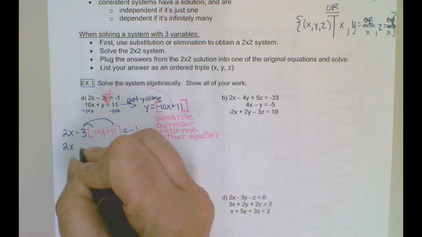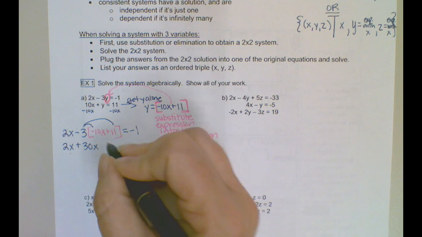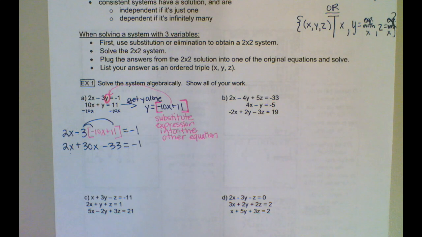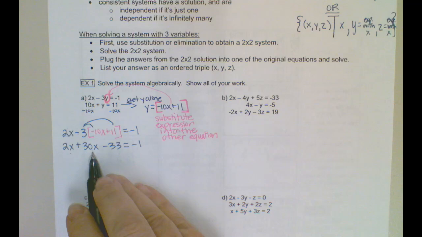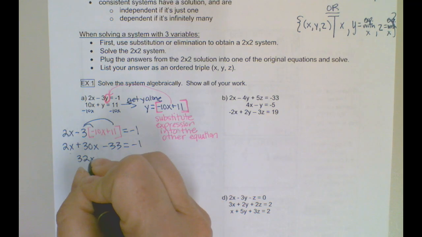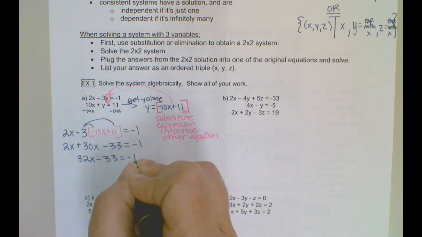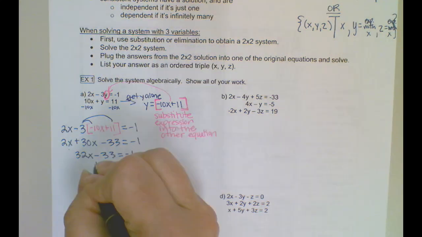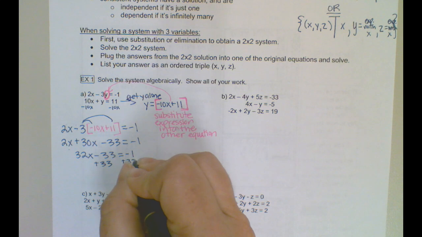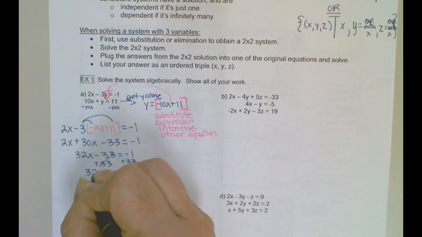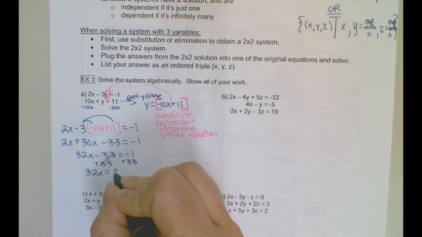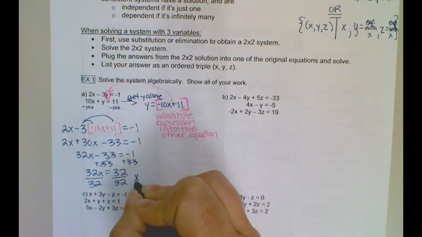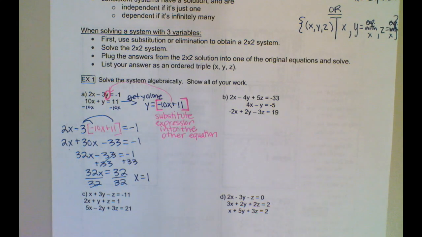So I will distribute first. And then I will combine like terms. So 2x plus 30x is 32x. Then I need to get x alone. So add 33 to both sides. So 32x equals 32. Divide, and I see that x is equal to 1.